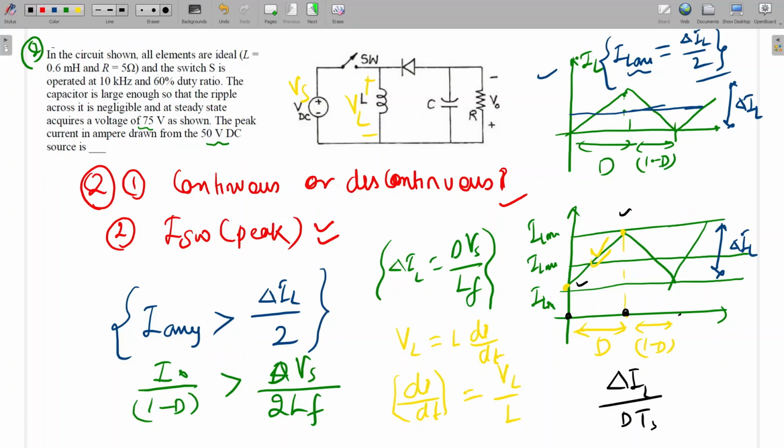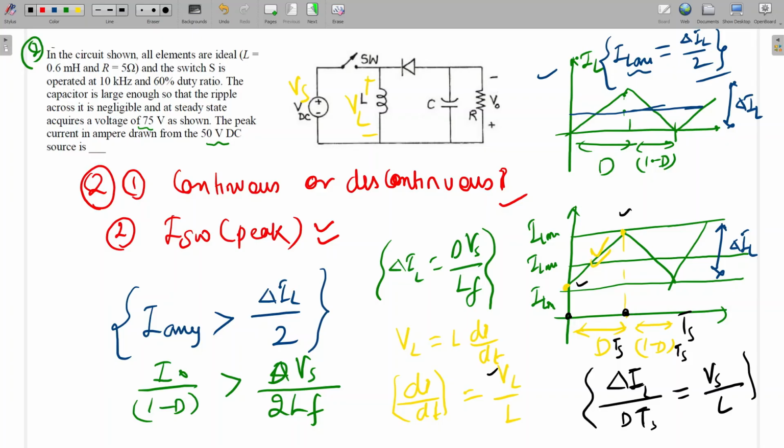Total time period is Ts, the on time period is dTs, and the off time period is 1 minus d Ts. So what will be the slope? The slope will be delta IL by dTs, and we can equate this to VL, which is VS. So VL is Vs, Vs upon L. From this, we can see that delta IL is equal to dVs Ts divided by L.